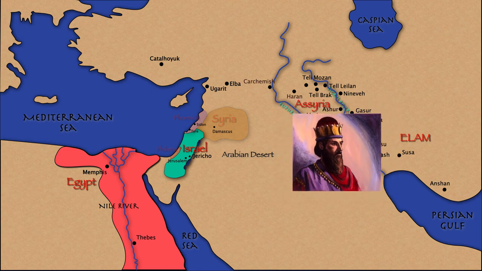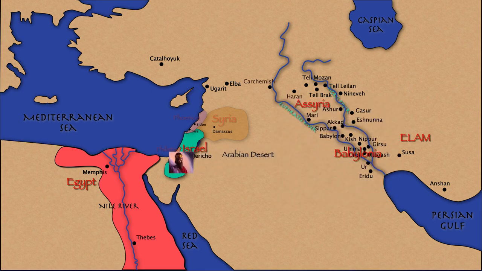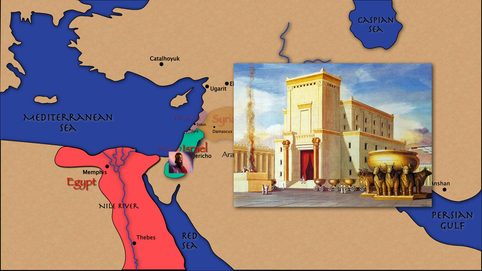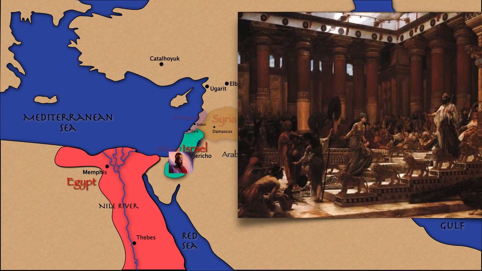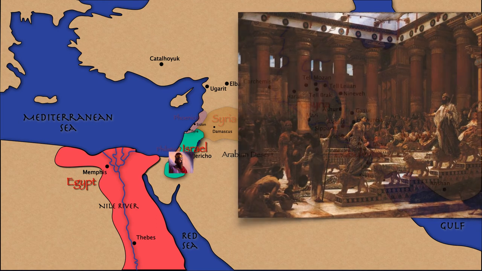It is going to be his son, Solomon, who is going to build the temple to Yahweh. There's a picture of Solomon, and he is going to build a temple. There's an image of the temple. And he will become quite famous for his knowledge and wisdom and his wealth. And here is an image of the Queen of Sheba coming to pay homage to Solomon in his palace.